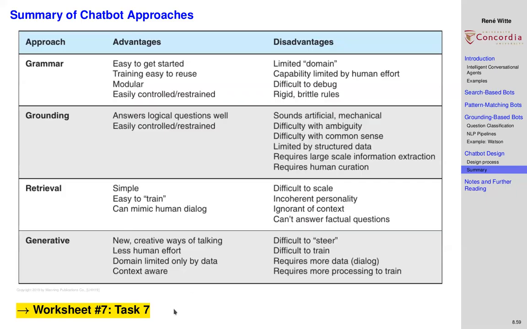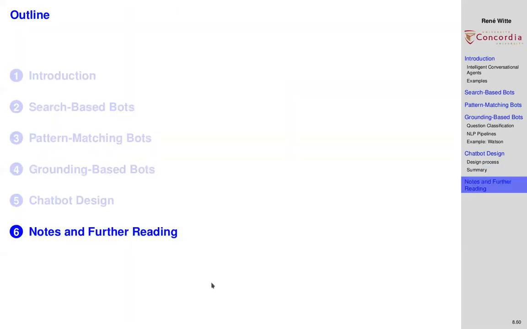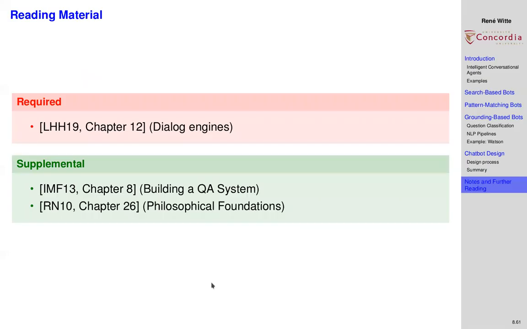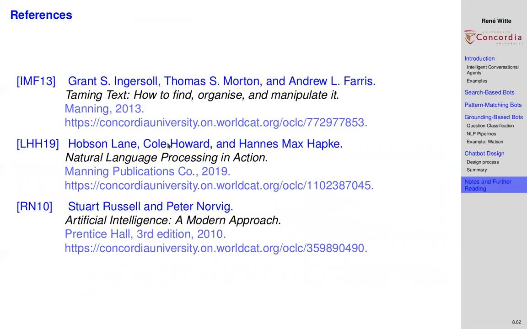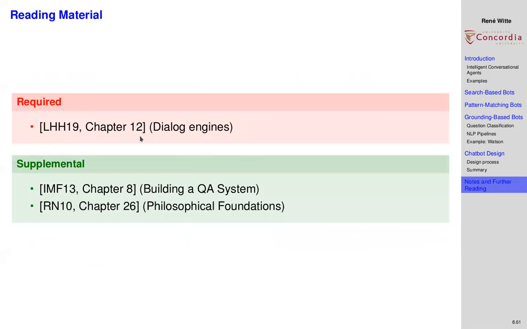So there is another task to conclude the worksheet, going back to the first task. And the only thing we have left is talking about what you should read for this lecture. In another book you can get online, Natural Language Processing in Action, there is a nice chapter where I used some of the material here in the lecture, chapter 12 on dialogue engines. And then for these two specific topics, have a look at these two references here.